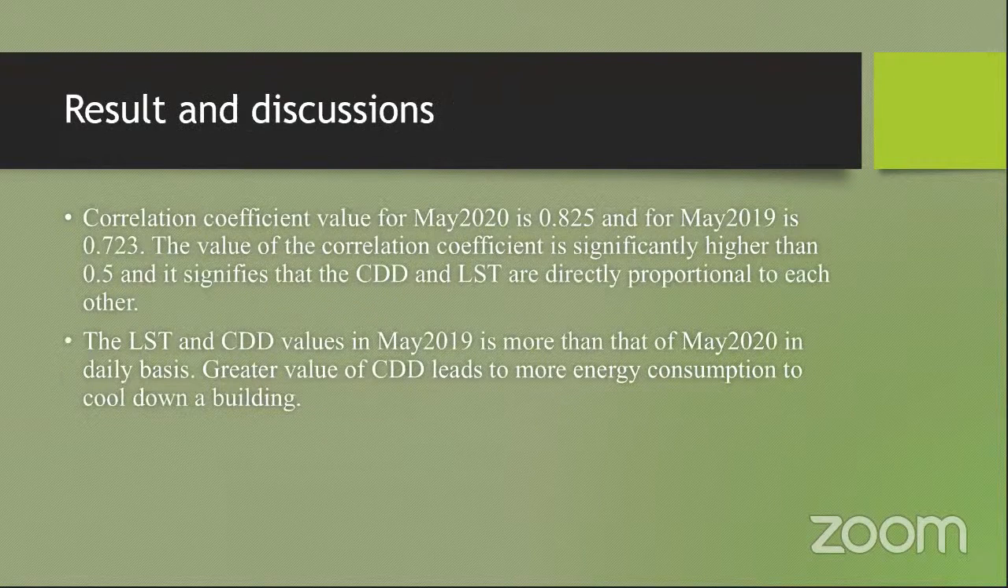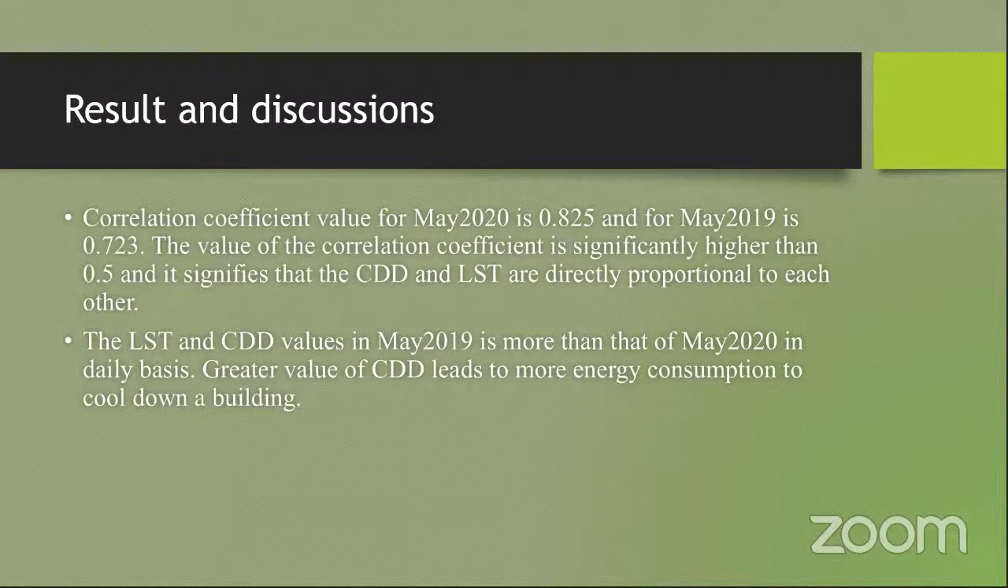Now in the results part, we have seen that the correlation coefficient for May 2020 is 0.825 and for May 2019 is 0.723. Both values are significantly higher than 0.5, which leads to the conclusion that CDD and LST are directly proportional to each other. If LST increases, then CDD also will increase, and if LST decreases, the CDD will also decrease.